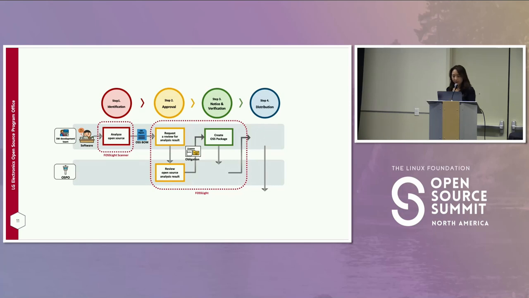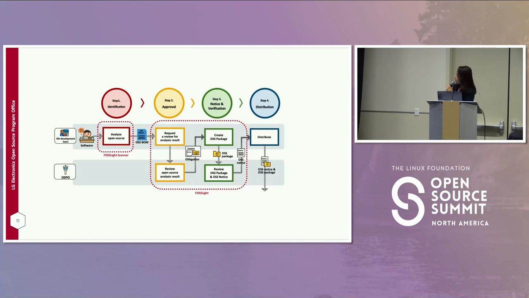And by gathering the source code that needed to be disclosed based on license obligation. After verifying that the package has been created properly, we review this one. And the OSPO generated the open source notice. Finally, in the distribution stage, the open source package and notice generated by us, OSPO, are distributed to the designated site.